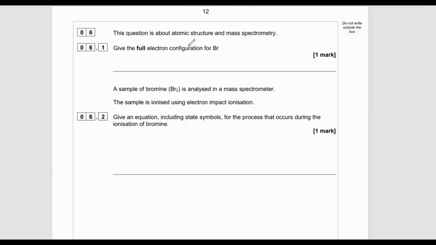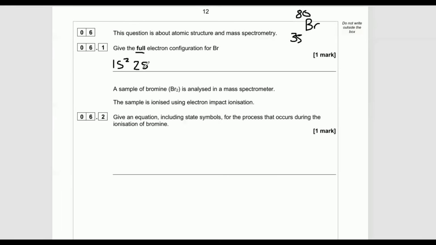Give the full electronic configuration of bromine. So if we look into the periodic table, bromine has, roughly speaking, the numbers 80 and 35. So it has 35 electrons. So we've got to do the full electronic configuration. So we've got to write out 35 electrons.